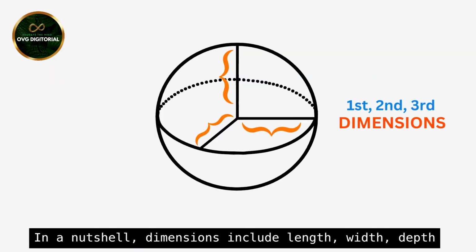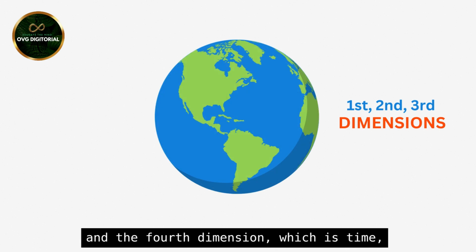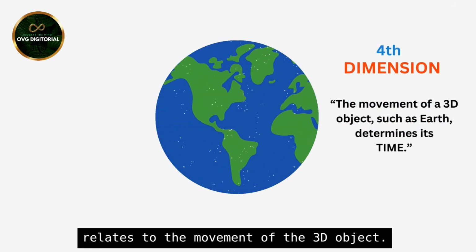In a nutshell, dimensions include length, width, depth, which relate to the composition of the object, and the fourth dimension, which is time, relates to the movement of the 3D object.